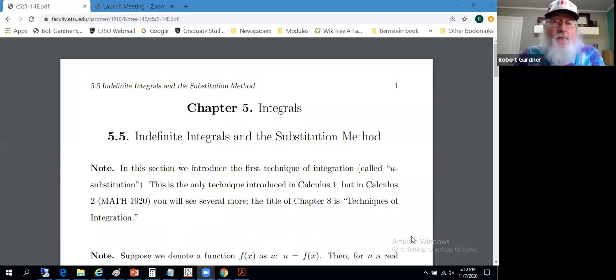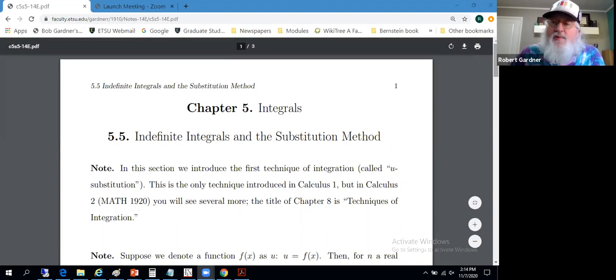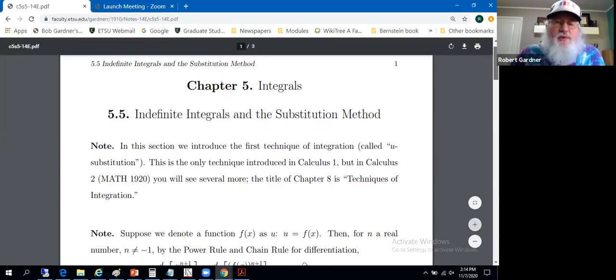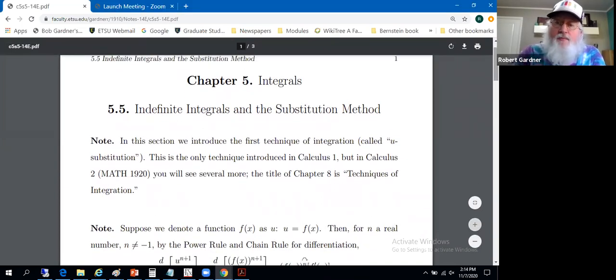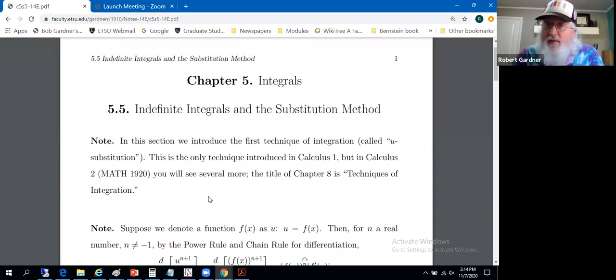On to section 5.5 and our one technique of integration from Calculus 1. The title of this section is Indefinite Integrals and the Substitution Method. What we'll do is introduce a technique of integration commonly called u-substitution. And this is the only technique of integration we'll have in Calculus 1.